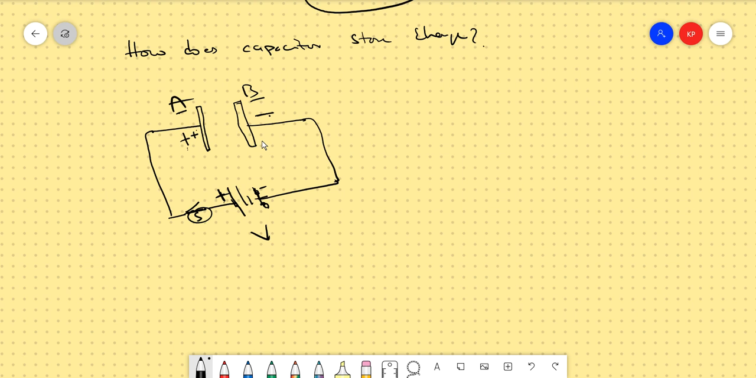This process of charging continues till the potential difference across the capacitor plates becomes equal to the battery voltage. So this charged state will be there until the potential difference between the plates and the voltage source is zero, right? Whenever the capacitor is charged to the battery voltage V, the current stops flowing. Why? Because there is the same potential, so there is no potential difference, so current stops flowing.